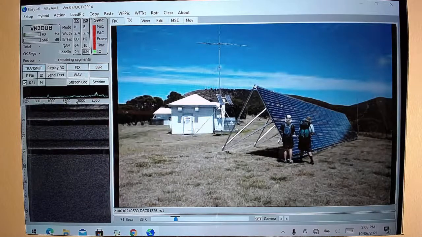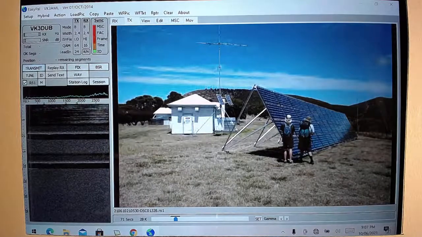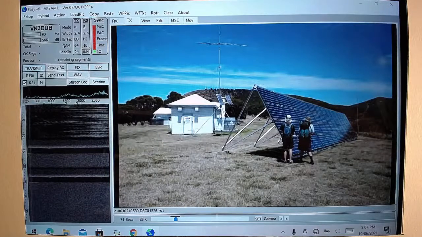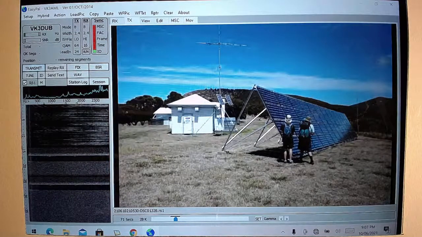VK3AML, VK3FTZD and the EasyPal net. Full decode on that at 22 dB here. So excellent levels there, Chris. VK3BOT, Stan, how did you go getting that image?